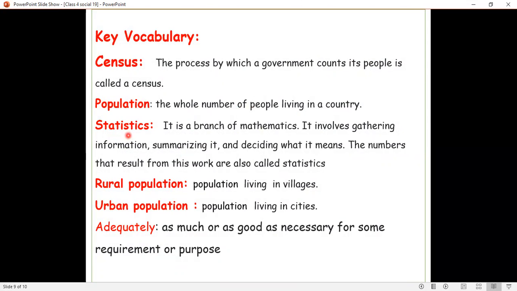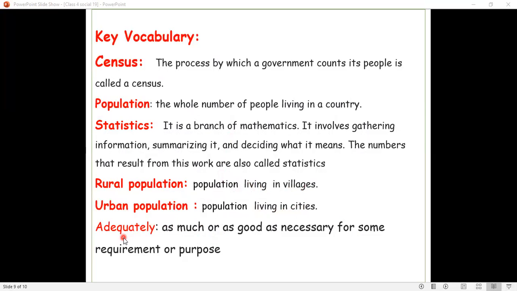Next one is statistics. It is a branch of mathematics. It involves gathering information, summarizing it, and deciding what it means. The numbers that result from this work are also called statistics. Here is another word, rural population. Population living in villages is called rural population. And the other one is urban population. Population living in cities is called urban population.